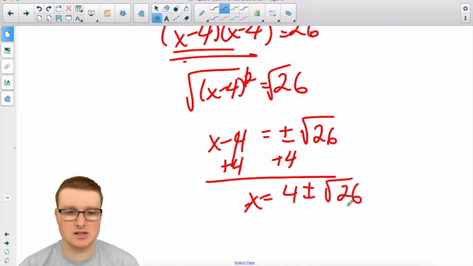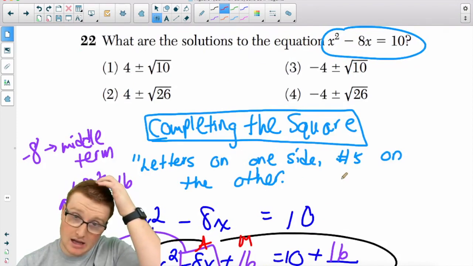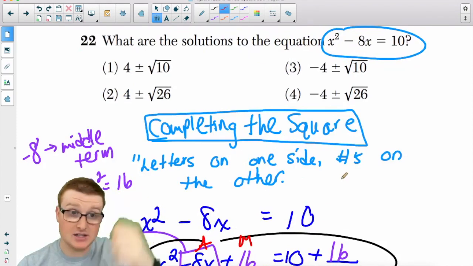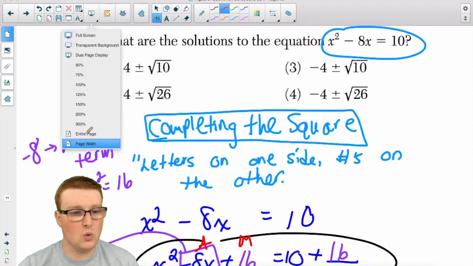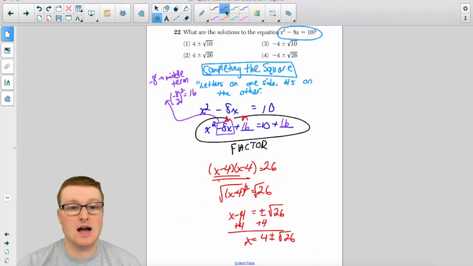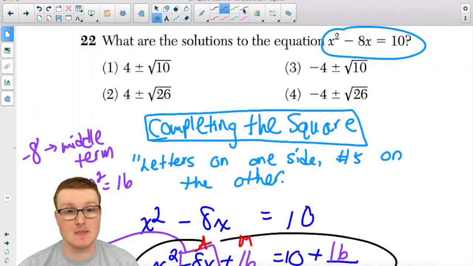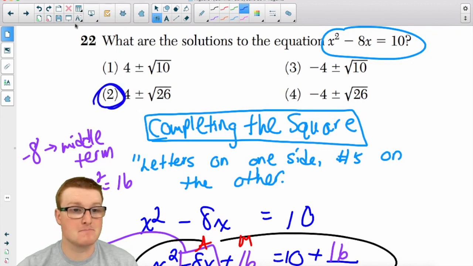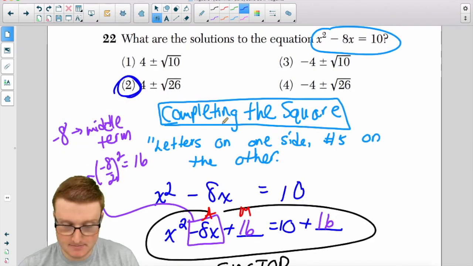Now, if you look at all your answer choices, you're like, is that an answer? Oh, actually, it is there. Sweet. We don't even need to simplify that radical. I thought that we had to simplify that radical for a second. Sweet. So your answer is choice 2. Not too shabby of a question.